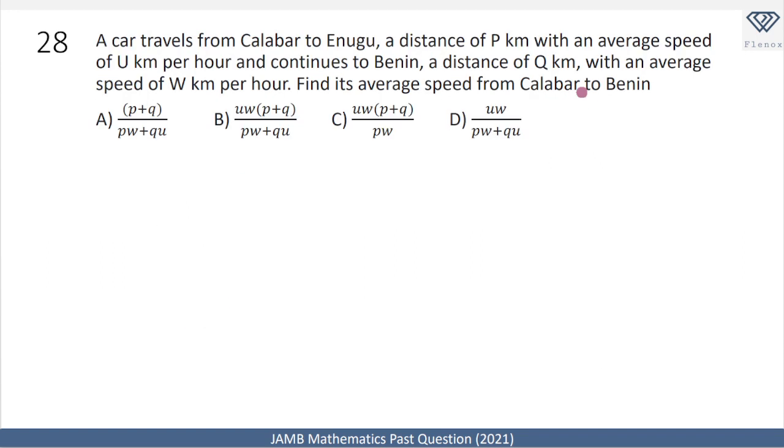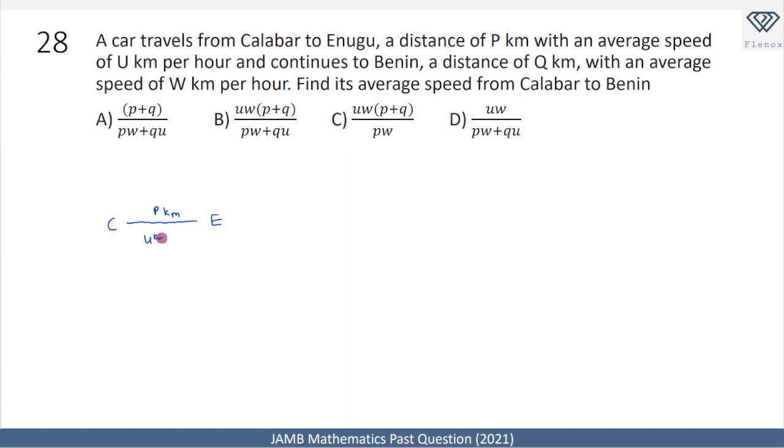So moving on to question 28, we are told that a car travels from Calabar to Enugu. As I told you multiple times, the best way to approach a question is to try to draw a schematic, because that helps you to better conceptualize what you are trying to solve. So the car moves from Calabar to Enugu, and the distance between them is what? P kilometers. That's the total distance, and the speed at which it travels is what?